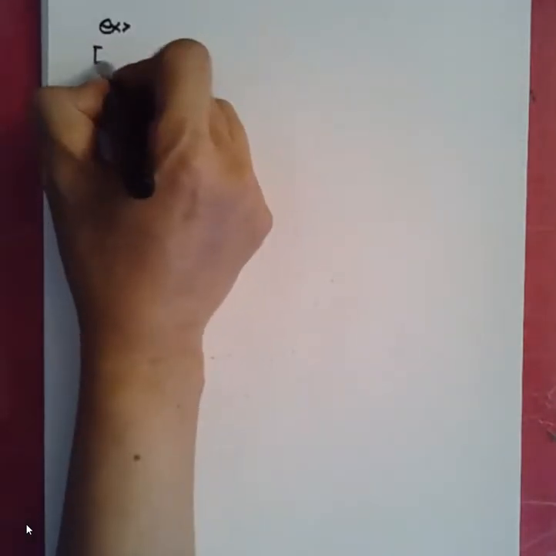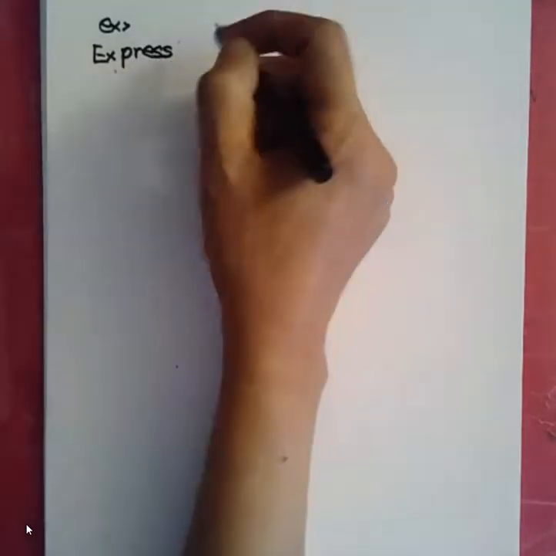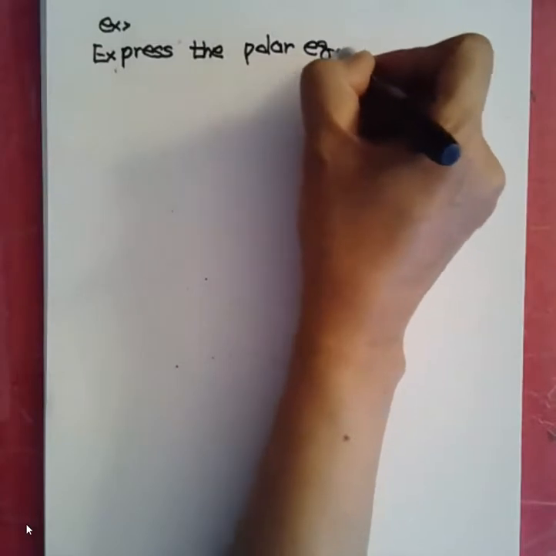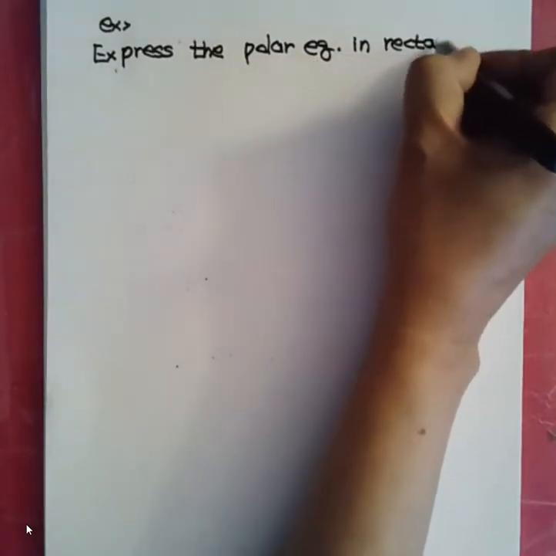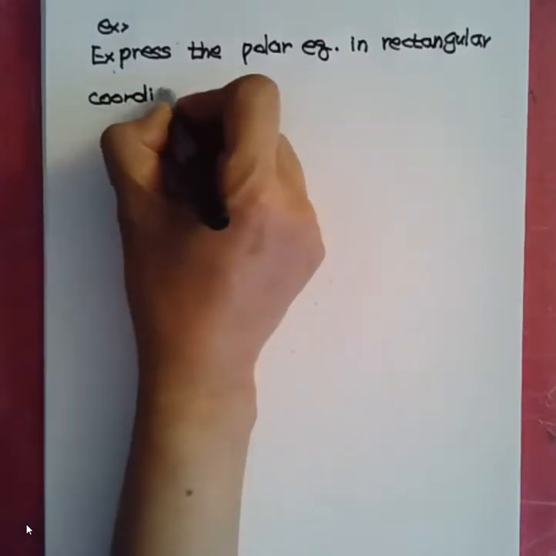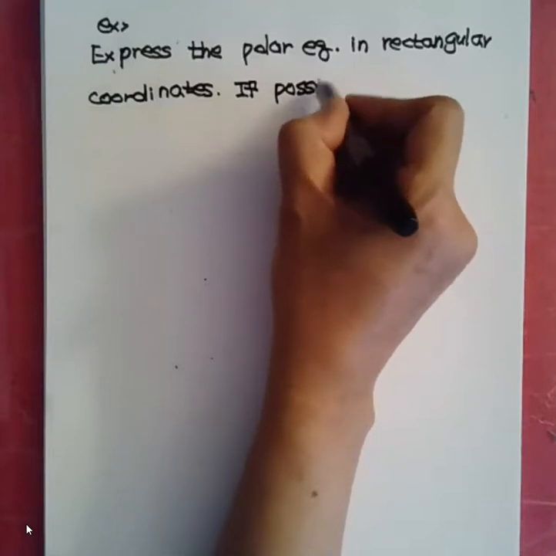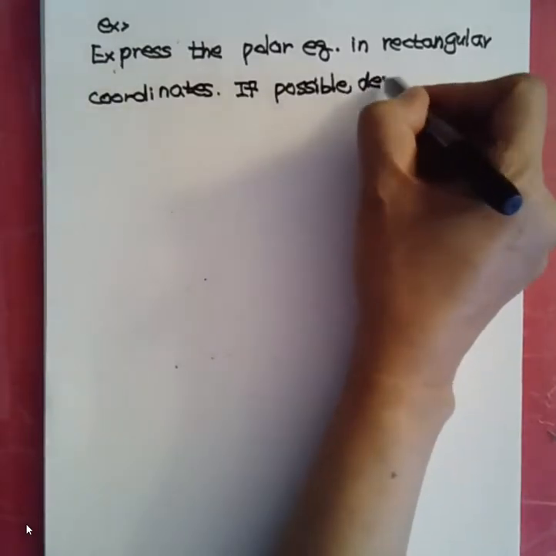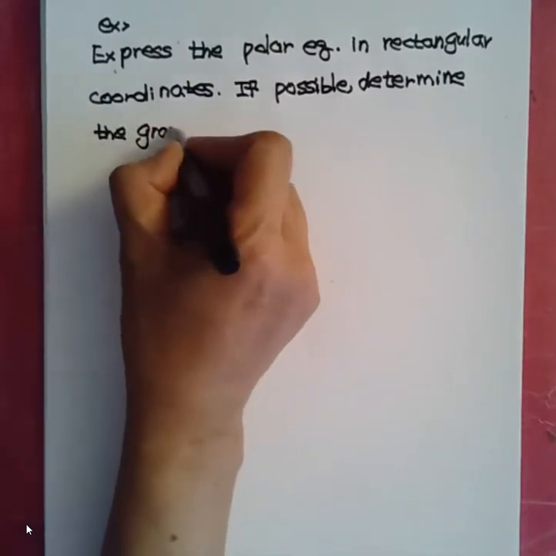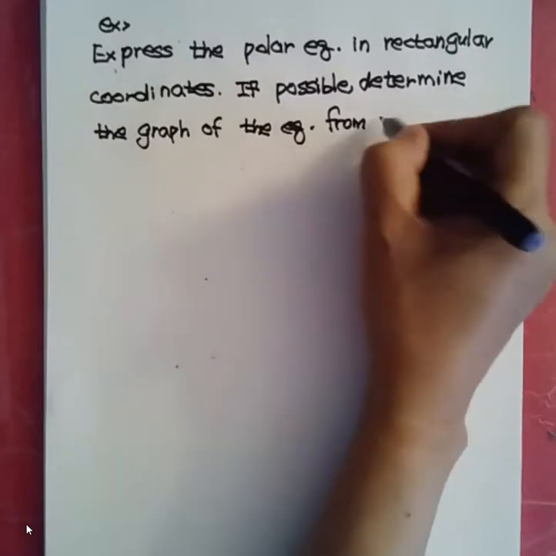In the next example, we want to express the polar equation in rectangular coordinates, and then we want to consider the geometric property. Express the polar equation in rectangular coordinates. If possible, determine the graph of the equation from its rectangular form.